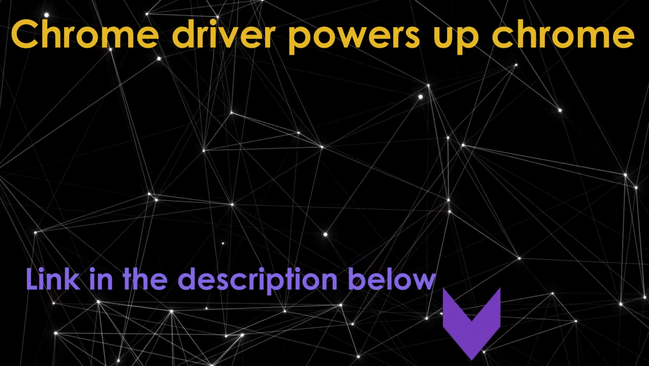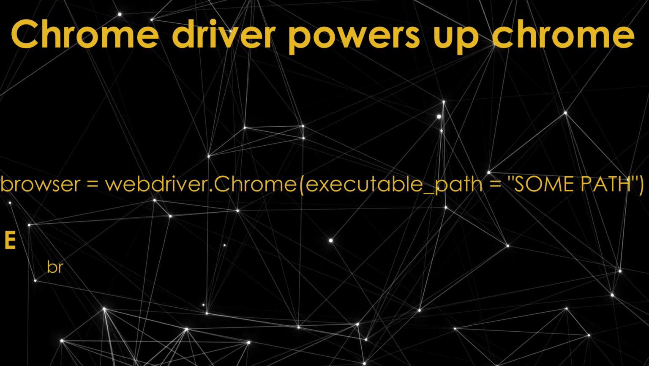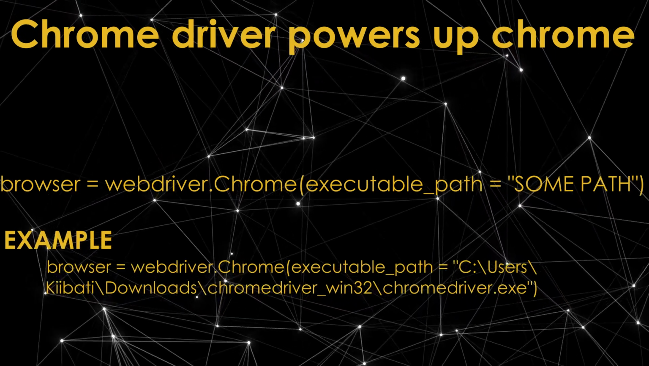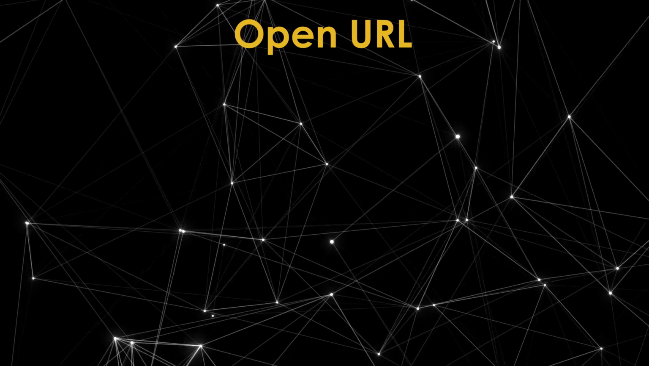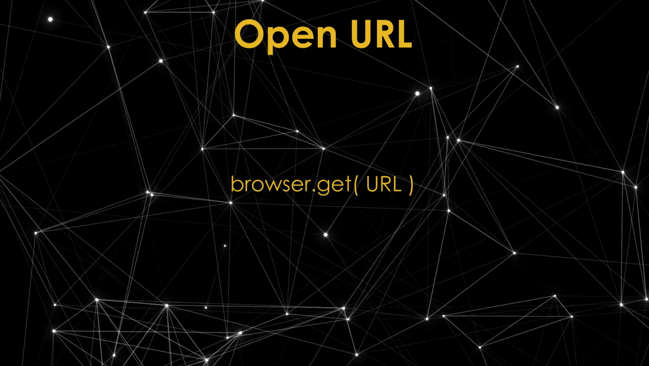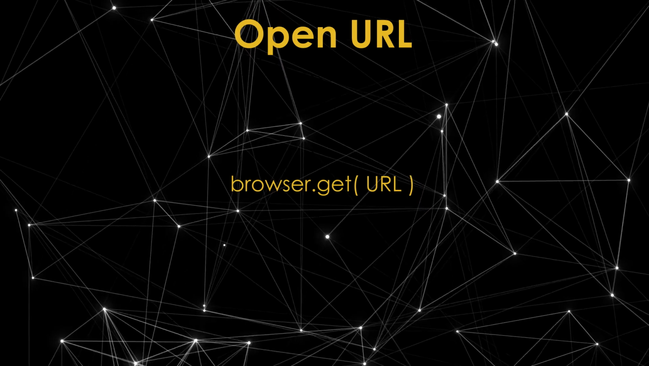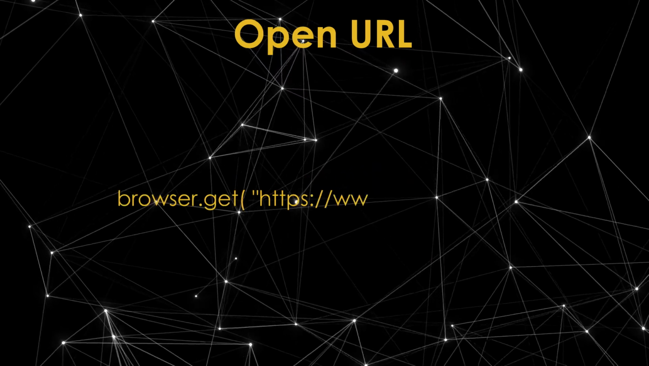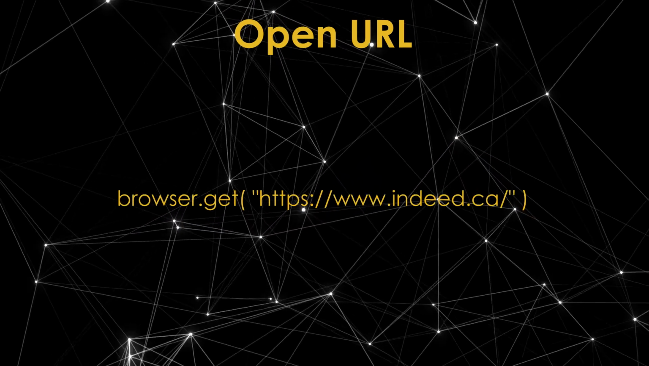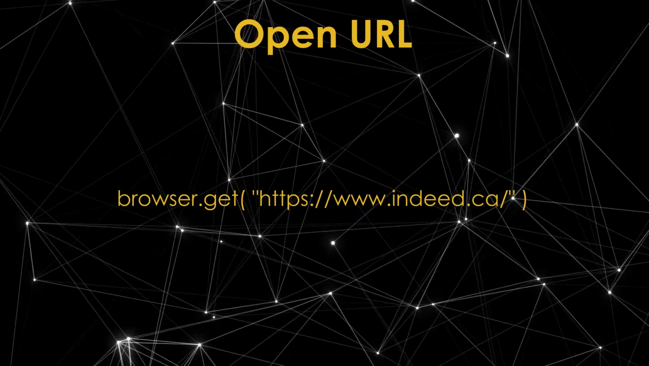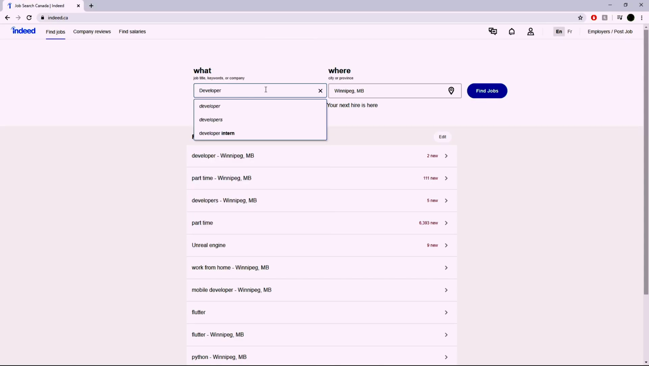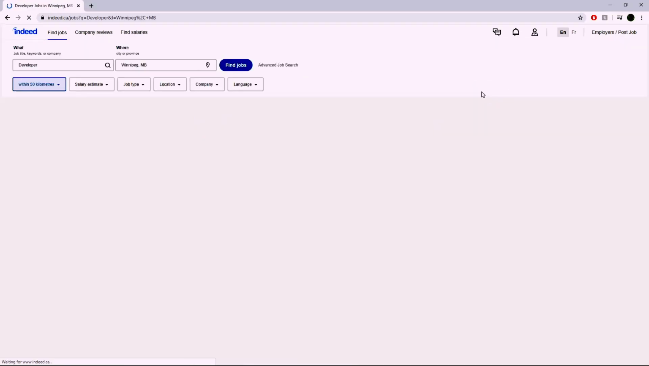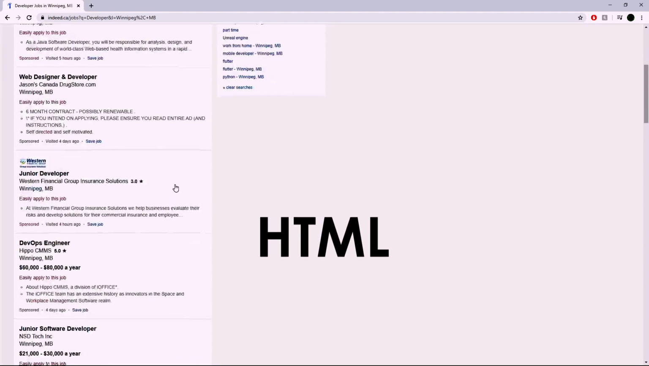To get the Chrome driver working, we need to take the path of the Chrome driver and put it in our code. To make the driver open a link, I just do browser.get and then some URL and then voila, it opens. Since the video is about the Indeed job posting website, I would need to go to that website. The first thing I need is to input the job position and the job location before I can do my search. This is where the HTML knowledge comes in.